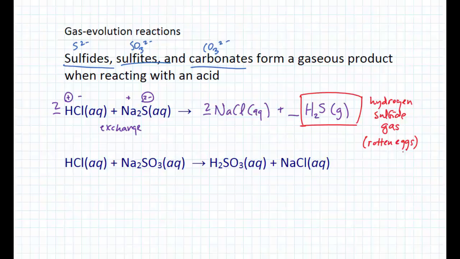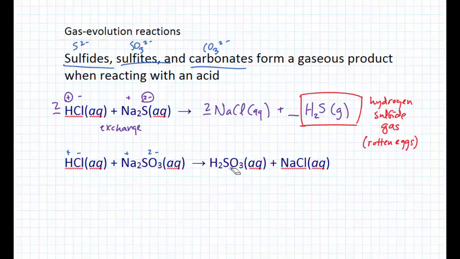Okay? That's fine. So here we have a sulfite, and this is the exchange reaction. Again, just plus, minus, plus, 2 minus. Okay? H2SO3 and NaCl. I think all of you got to this point in this type of reaction in lab. You reacted a sulfite with a different acid, I think, but you all got to this point.